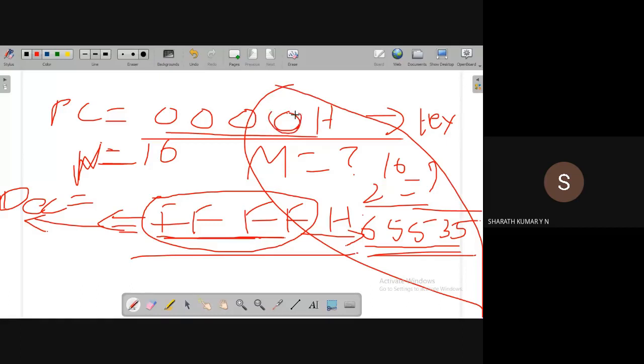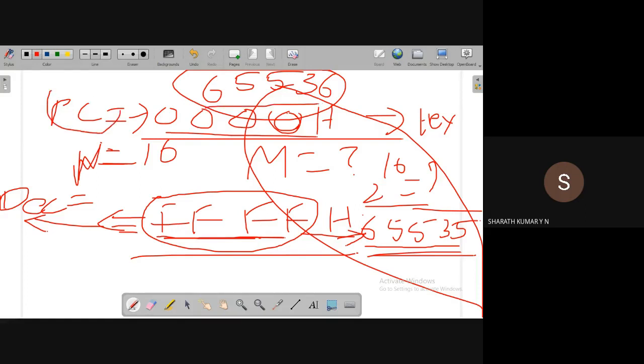What is the total number of locations? This is 0, the first address. This is the last address. Total locations is 65,536. Is that correct? Does it make sense, guys? Yes, it makes sense. So the total number of locations the program counter can access is 65,536.